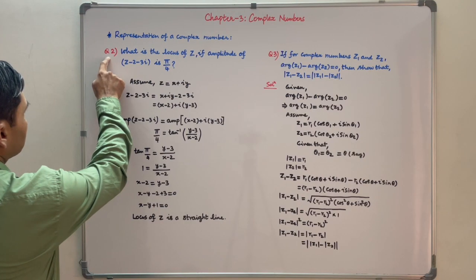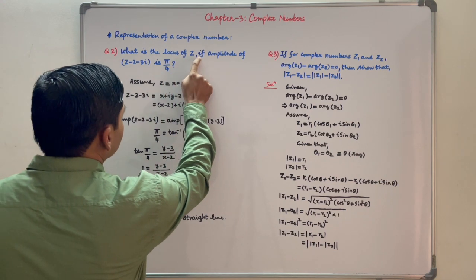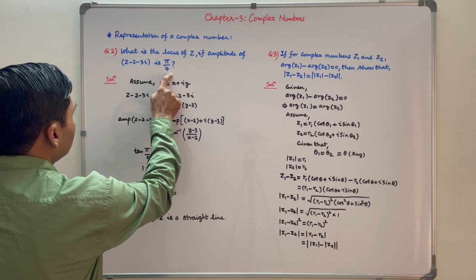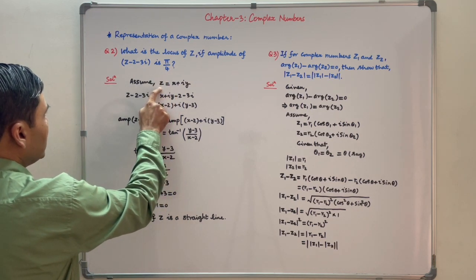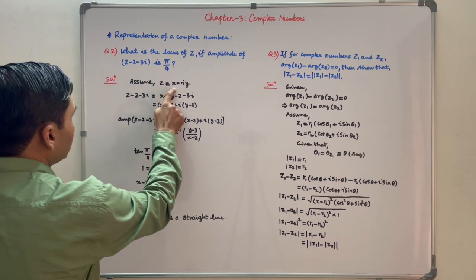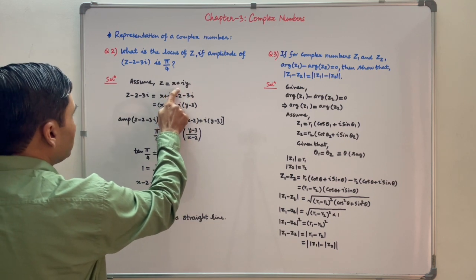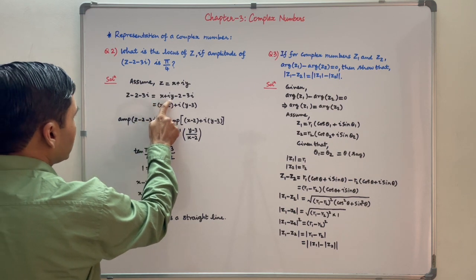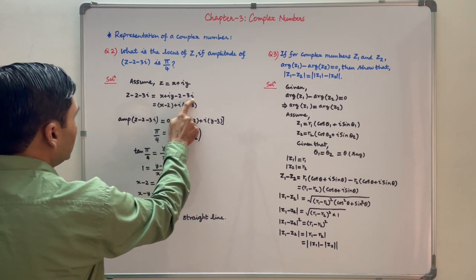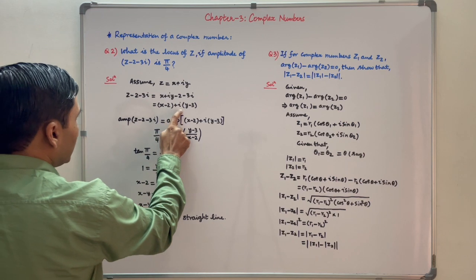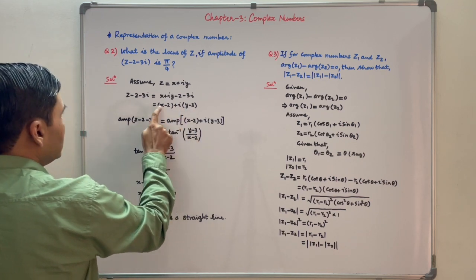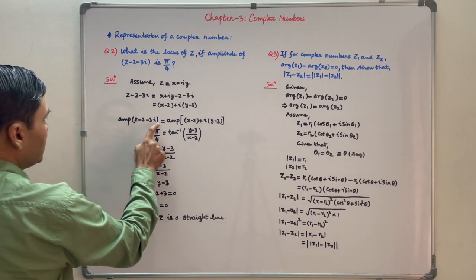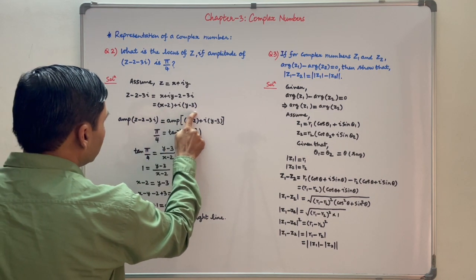Second question, what is the locus of z if amplitude of z minus 2 minus 3i is pi by 4. When we are dealing with coordinate geometry, we should assume z is equal to x plus iy in place of a plus ib. So z minus 2 minus 3i is equal to x plus iy minus 2 minus 3i. It is x minus 2 plus i into y minus 3. This is in standard form. Amplitude of z minus 2 minus 3i is equal to amplitude of this.